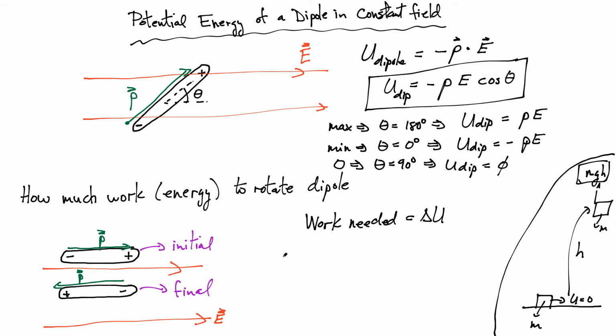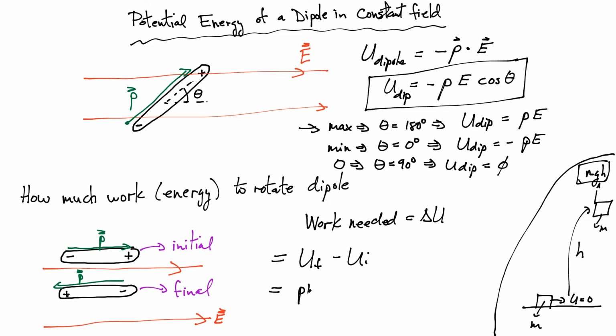So the work needed is the change in potential energy. That's a final potential energy minus an initial potential energy. Now those are going to be different from each other because the angle is different in each case, so you've got to be a little bit careful. Our final value is shown down here, and that's the case where the angle is 180 degrees between the dipole moment and the electric field. I've actually calculated that one right here. That was the value of the potential energy of the dipole in the field.